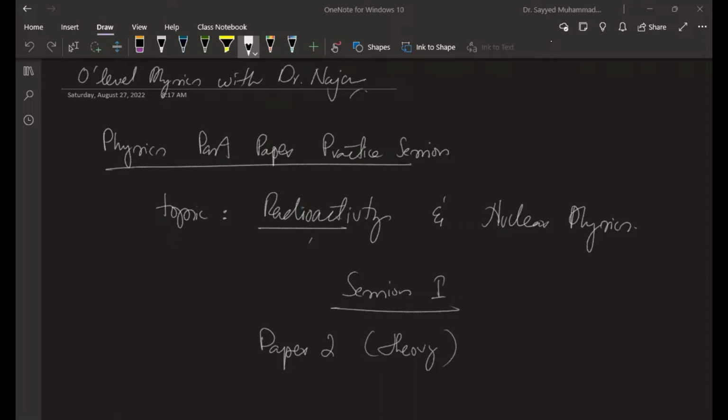So, in the last couple of days, we have completed our radioactivity topic and nuclear physics. So, here today we will start past paper practice question sessions, and paper 2 theory questions we will do. So, this is session number 1. Kindly note down all the topical content that we will discuss here.